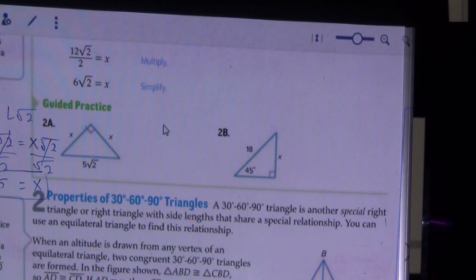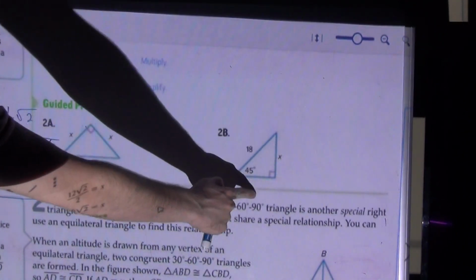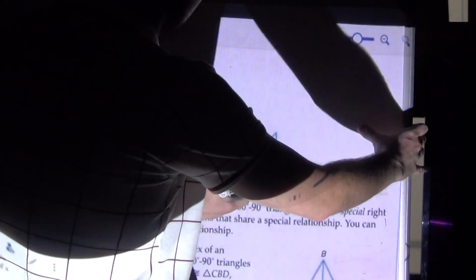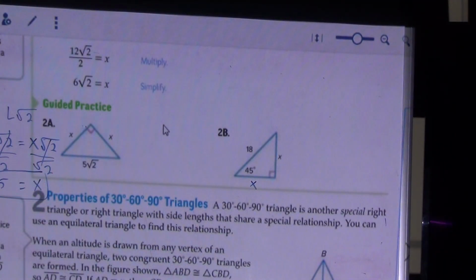Alright, so I want you guys to pause and try to be on your own. Again, this is 45, so the other one's going to be 45, so these two are going to be congruent. This is also going to be x. Just like the other pictures we've had, and then you have 18 as your hypotenuse, find x. So find the leg of the triangle.